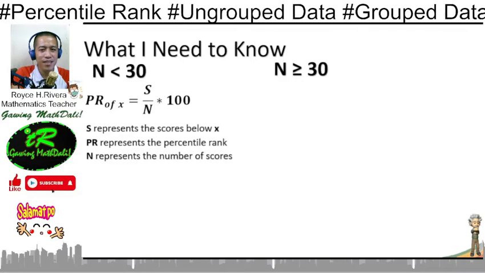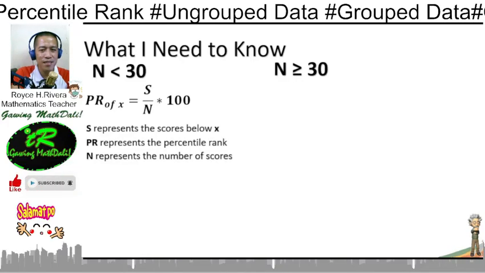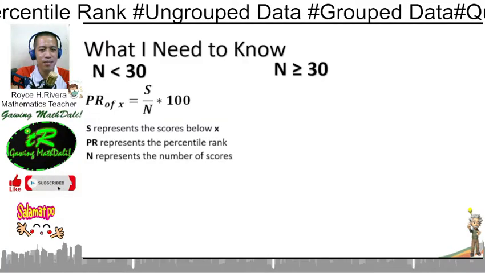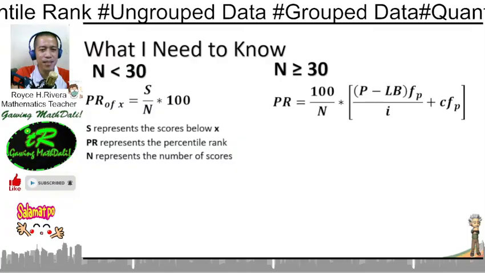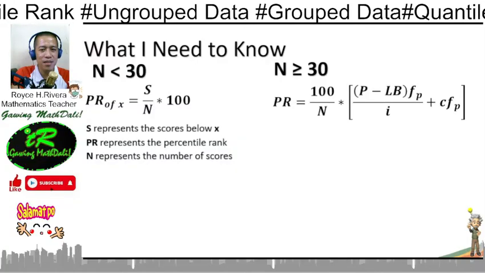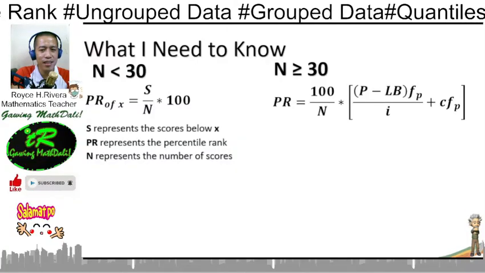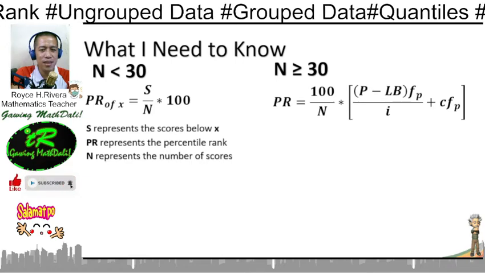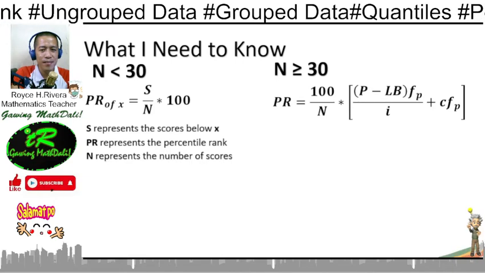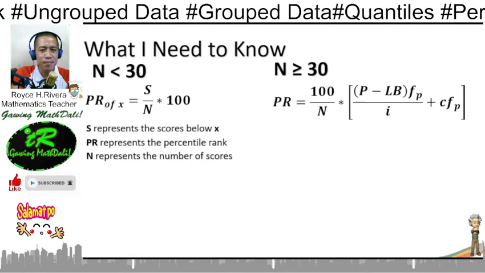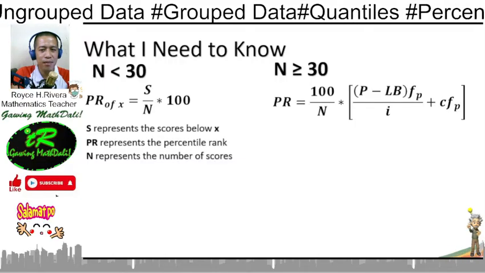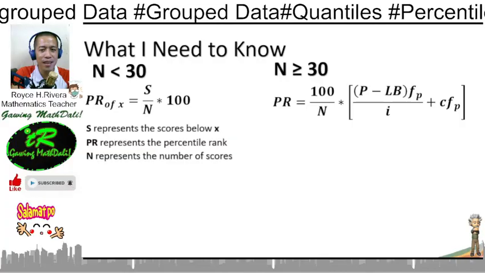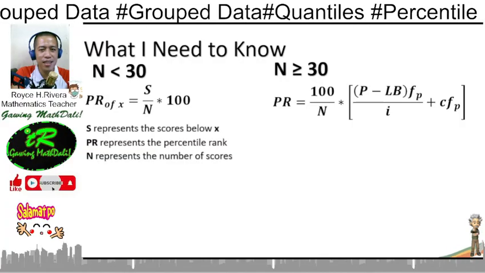Pangalawa, the formula of the percentile rank for grouped data. The formula given, PR is equal to 100 over N times the quantity P minus LB times FP all over I plus CFP.